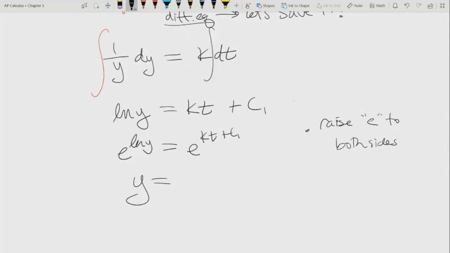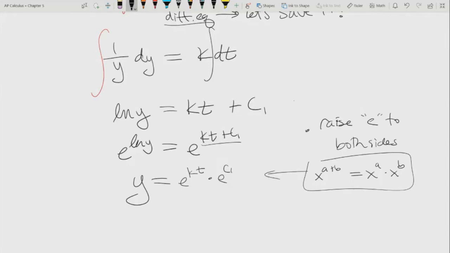Well, let's go back to that trick I had used before, that if I have x to the a plus b, that's the same as saying x to the a times x to the b, using this exponent law. So I can rewrite this part here as e to the kt times e to the C1. So that's just applying that exponent law over here.